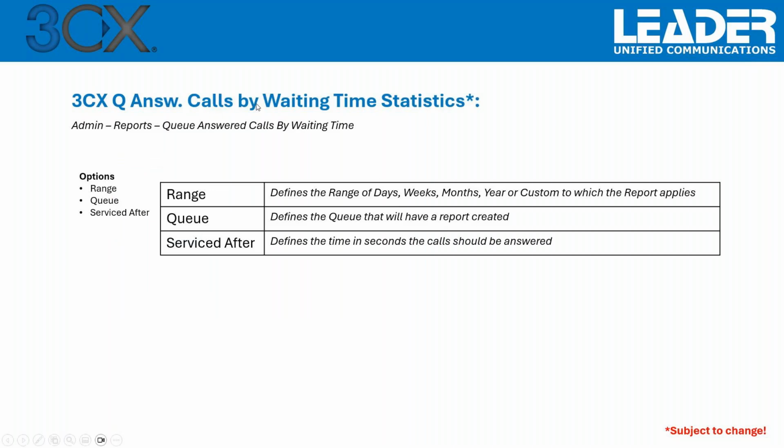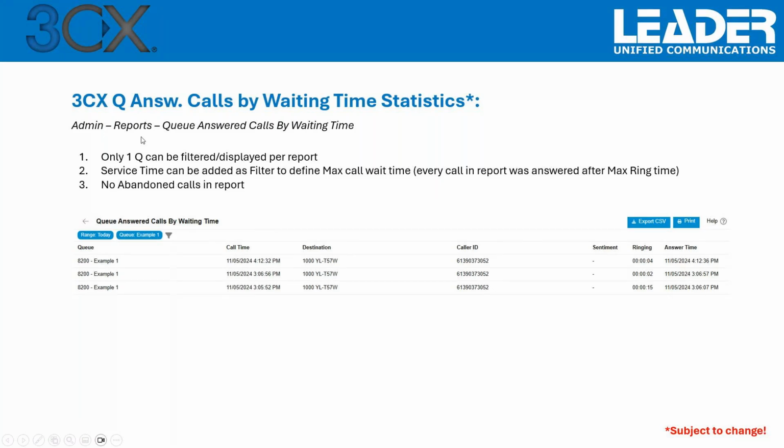Queue answered calls by waiting time statistics: range, queue, service after. The range is clear. The queue defines the queue that we will have a report created. And then serviced after defines the time in seconds the calls should be answered. So if we have the rule that the calls should be answered after 10 seconds, we would have to add that inside there. Then we get again a list. Only one queue can be filtered, displayed per report, so we can't have multiple queues. We also can't filter for departments there. The service time can be added as a filter to define the maximum call wait time. Every call in the report was answered after max ring time. No abandoned calls in report.